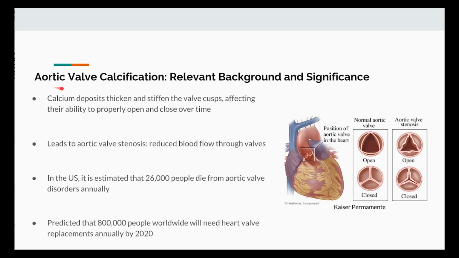To provide a bit of background, aortic valve calcification occurs when calcium deposits thicken and stiffen the valve cusps, affecting their ability to properly open and close over time. Over a course of decades, this leads to aortic valve stenosis, which results in reduced blood flow through the valves.